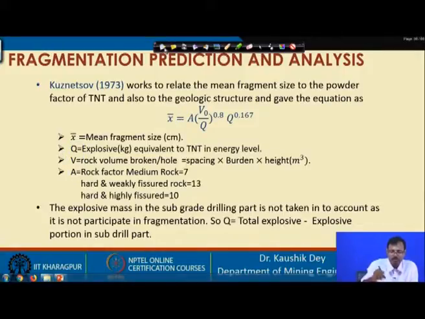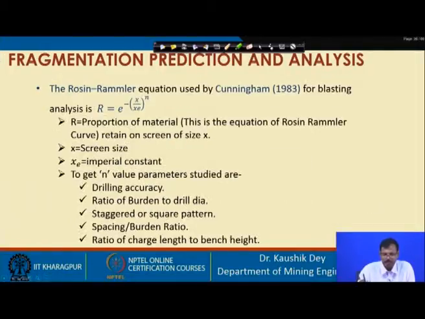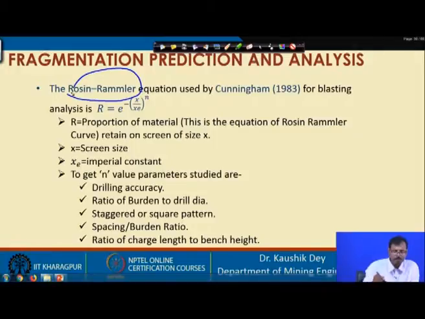So, this is the first model, which is given by Kuznetsov. This Kuznetsov model was given in 1973, and later on, in 1983, the most popular model was given by Rosin-Rammler, where R is the proportion of material, expressed in terms of an exponential function. R is the proportion of material which may be passed through a size x screen.